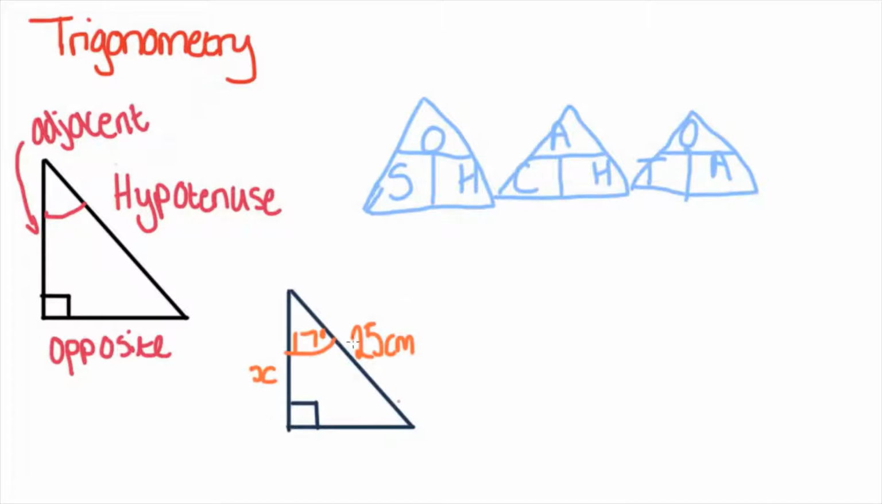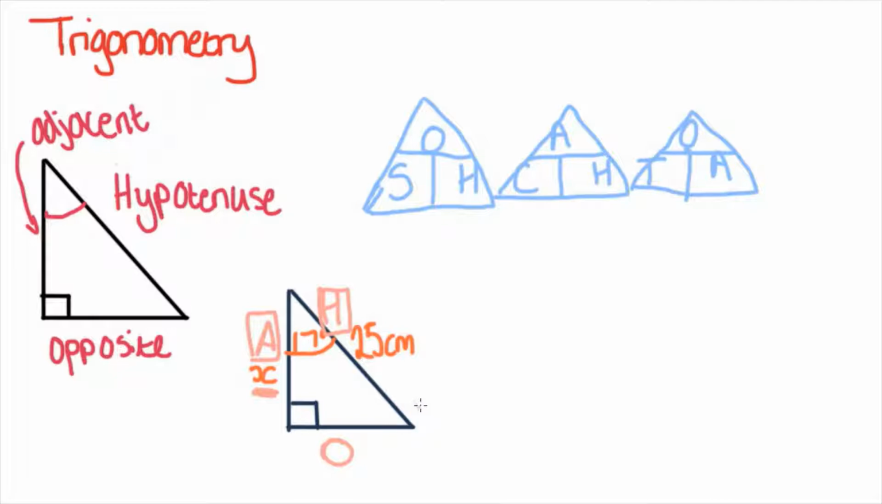Right, so here we have a right angle triangle. Here we have the size of the hypotenuse, we have an angle, and we want to work out the length of this side. So the first thing we do is we have to label the sides of the triangle. So this is the hypotenuse, this is the adjacent, and this is the opposite. Now the two sides we're interested in are the adjacent and the hypotenuse. And that's because we want to work out the side of the adjacent, and we have the length of the hypotenuse.